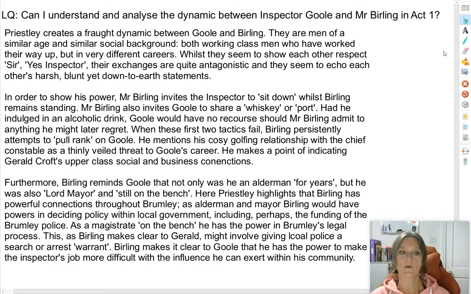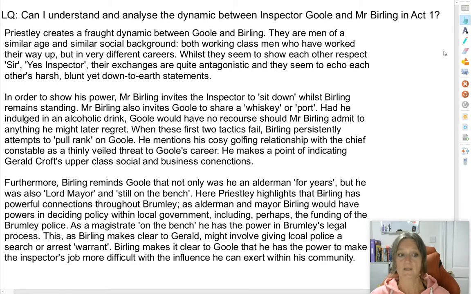In order to show his power, Mr Birling invites the inspector to sit down, whilst Birling remains standing. Mr Birling also invites Goole to share a whisky or port. Had he indulged in an alcoholic drink, Goole would have no recourse should Mr Birling admit to anything he might later regret. When these first two tactics fail, Birling persistently attempts to pull rank on Goole. He mentions his cosy golfing relationship with the chief constable as a thinly veiled threat to Goole's career.